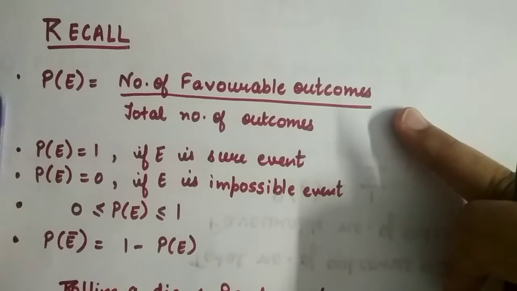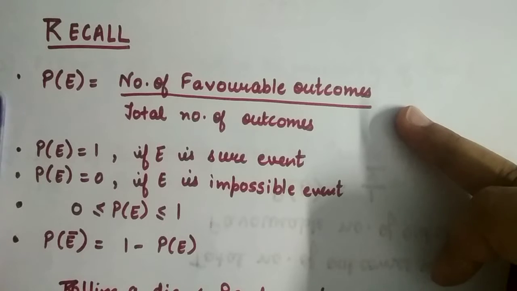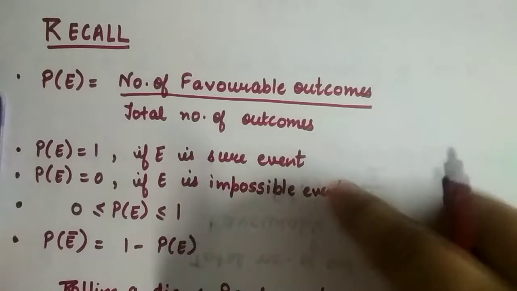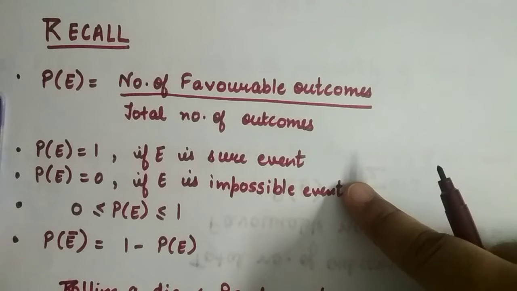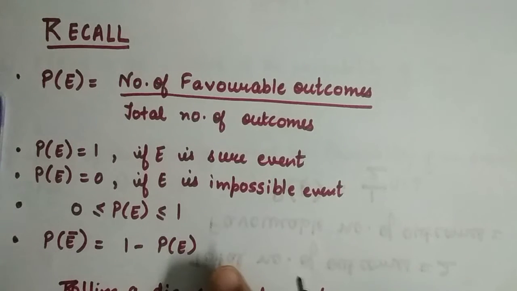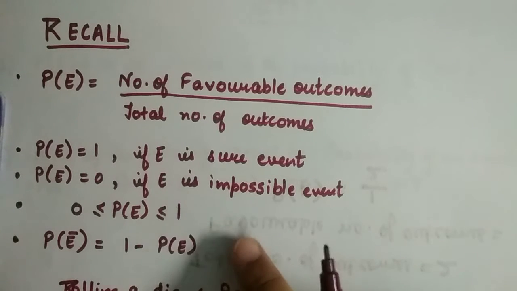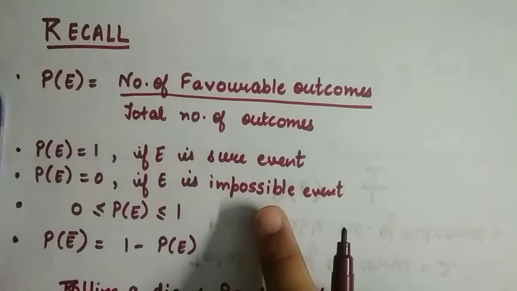First of all, the formula for finding the probability of an event is number of favorable outcomes upon total number of outcomes. The probability of a sure event is 1, the probability of an impossible event is 0, and the probability of an event always lies between 0 and 1.